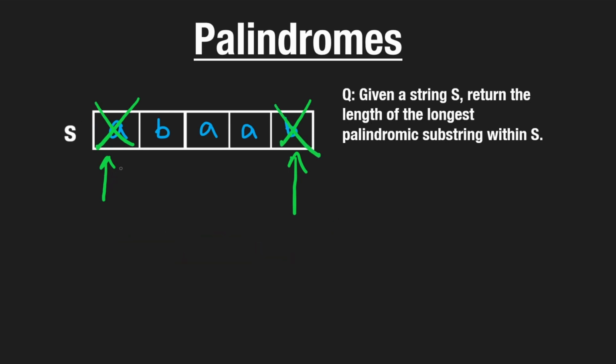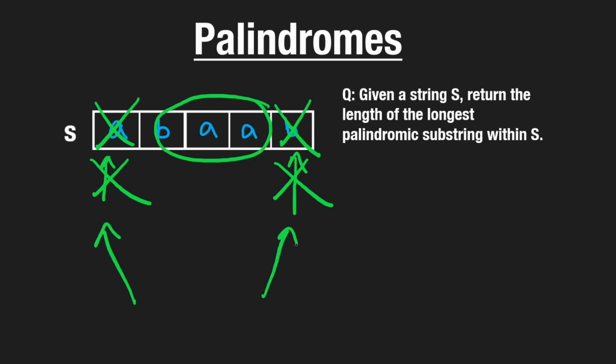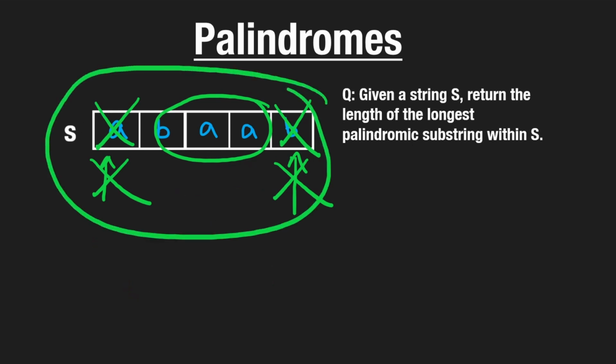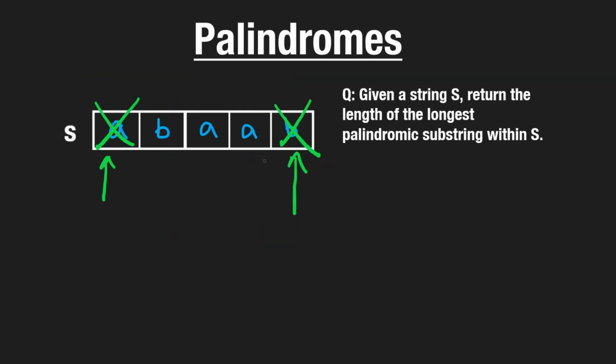Well, simply we ask, is the inner string, not including the outer characters that we already know are equal, is the inner string a palindrome? Because if we know that this is a palindrome and the outermost characters are equal, then we know the entire string is a palindrome. So this is the subproblem essentially. So how does that information help us?